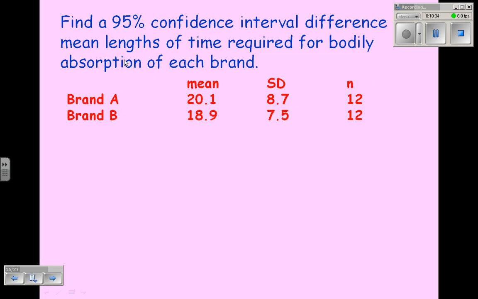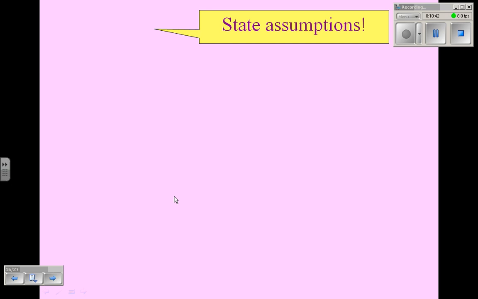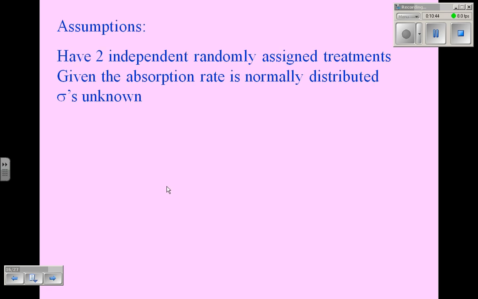Then we can jump into finding a 95% confidence interval difference. So here's how that's going to be set up. First, we state our assumptions. We have two independent, randomly assigned treatments. We are given that the absorption rate is normally distributed, so therefore we know we're dealing with a normal distribution. The sigmas are unknown.